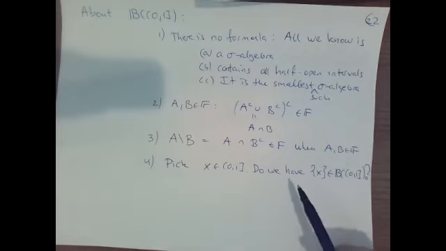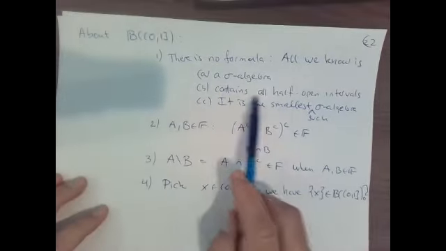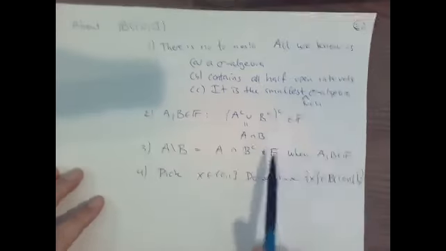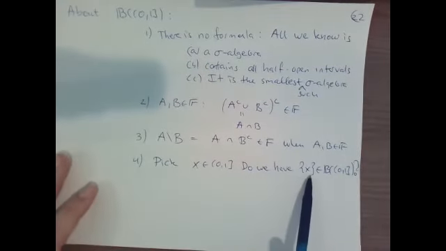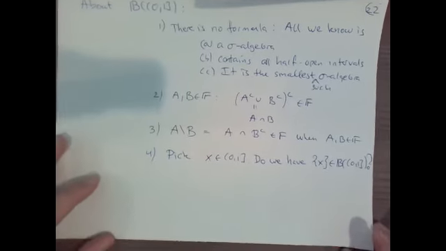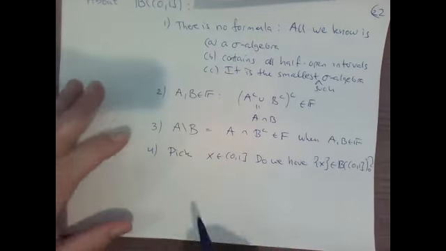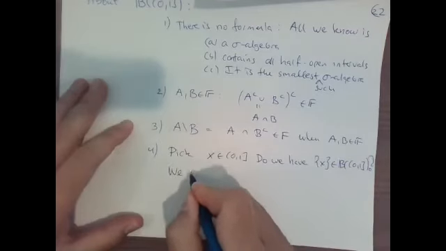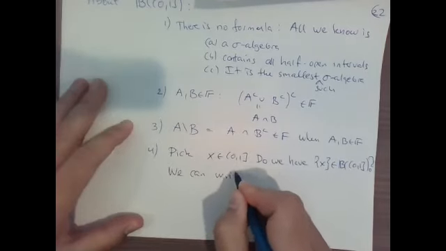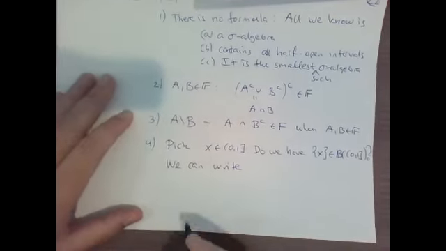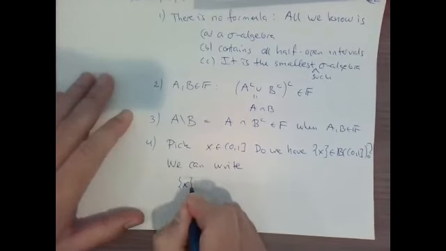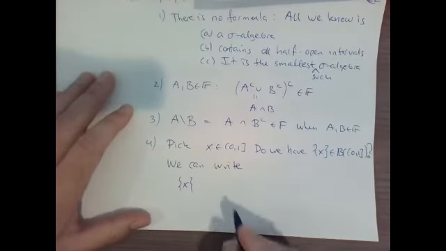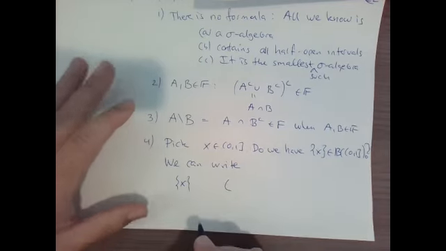This is not clear because what we're allowed to do is we're allowed to have these half open intervals, and x by itself, I cannot write x by itself as a half open interval. But what I can do is I can write x as something in terms of half open intervals.